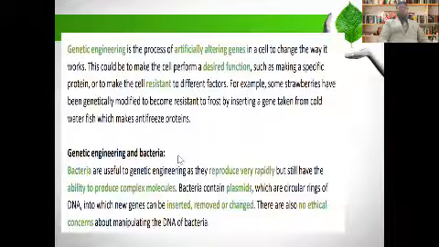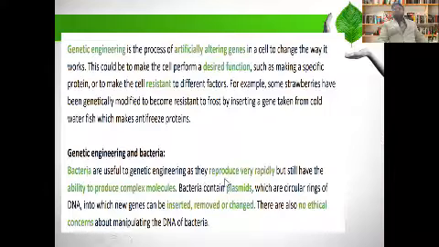And in this technology, we use bacteria. So what are bacteria? We have already discussed it. Bacteria are useful to genetic engineering as they reproduce very rapidly, but still have the ability to produce complex molecules. Bacteria contain plasmids, which are circular rings of DNA, into which new genes can be inserted, removed, or changed.